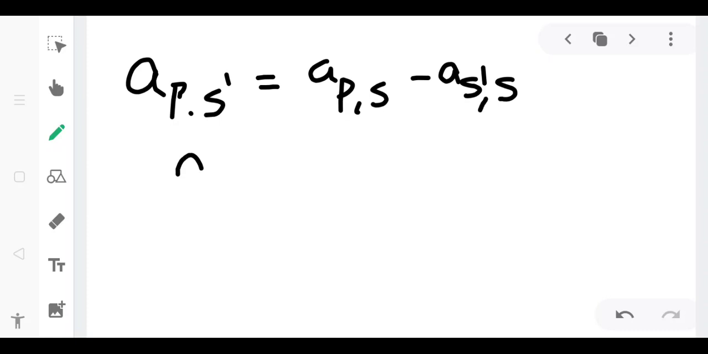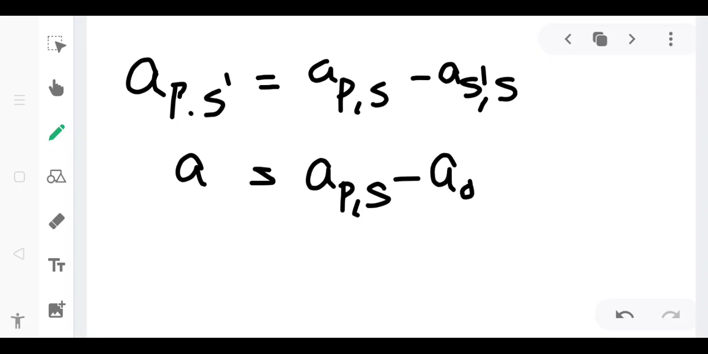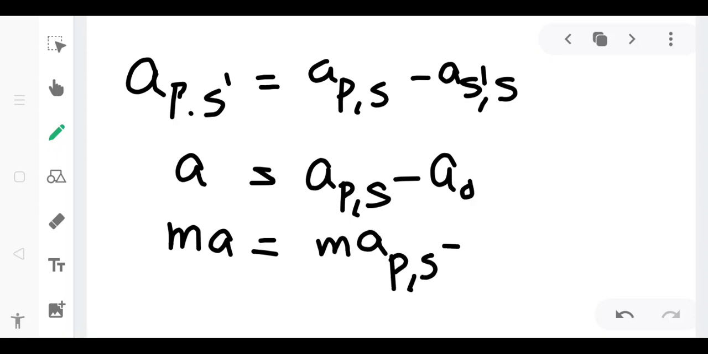Now a is equal to, let it be, acceleration APS minus AS dash S, which is nothing but a naught. Multiply this equation with m on both sides. So m into a equal to m into APS minus m into a naught.